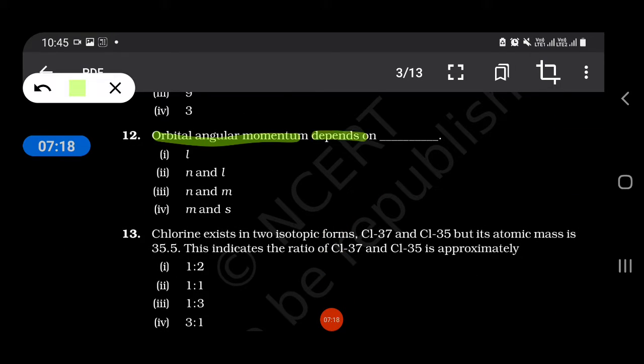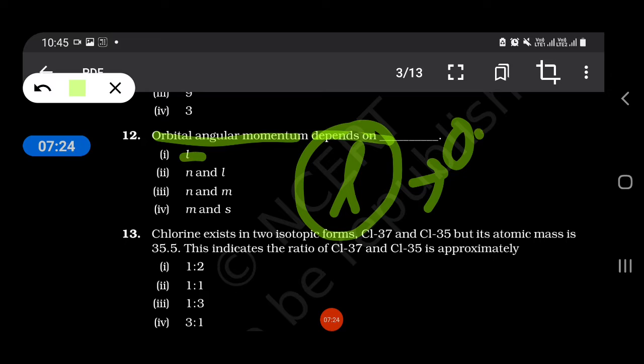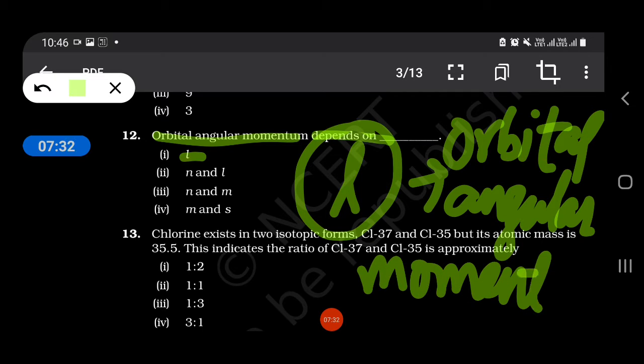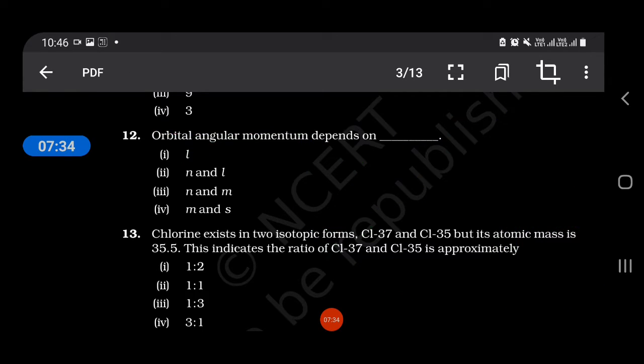Orbital angular momentum depends upon l. Orbital angular momentum is represented by l.